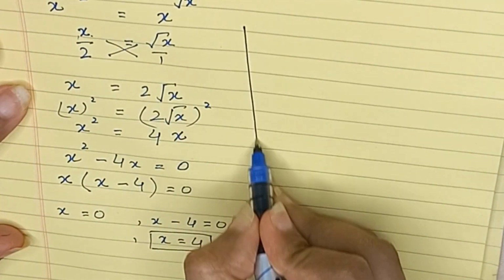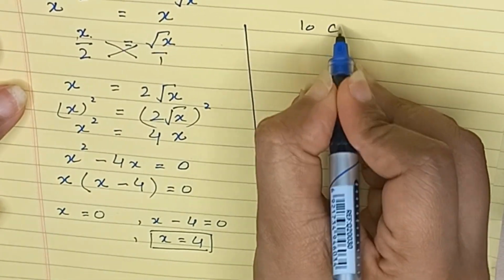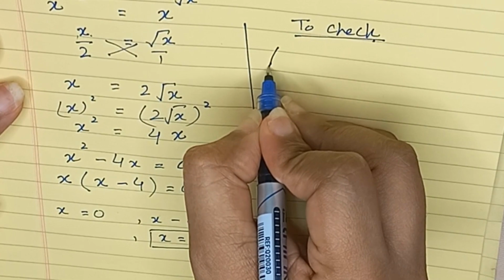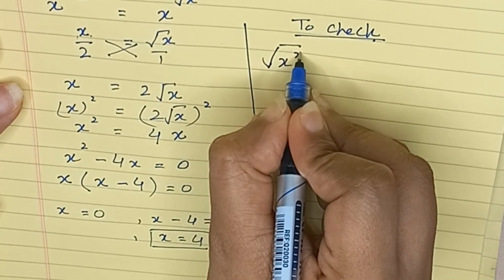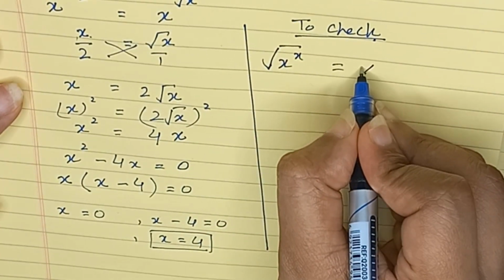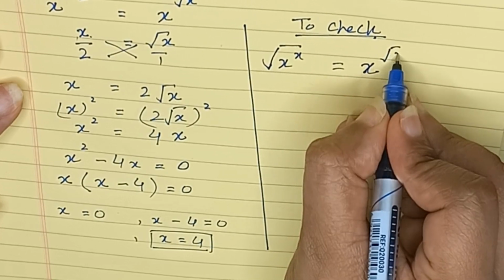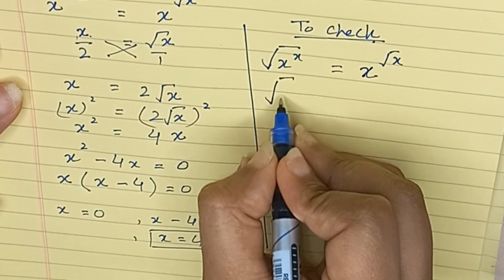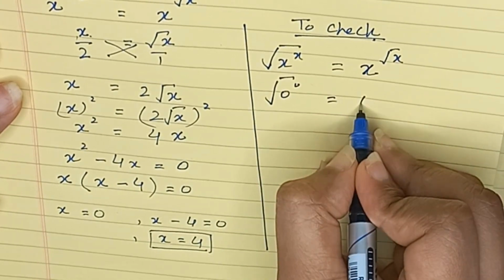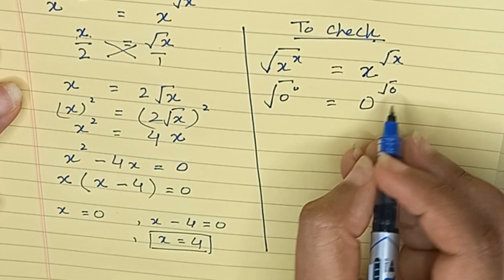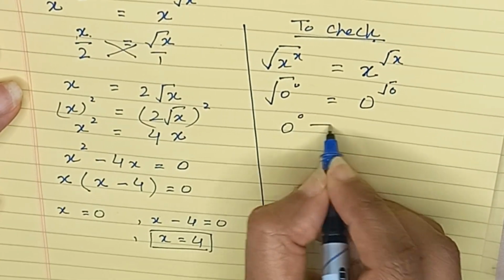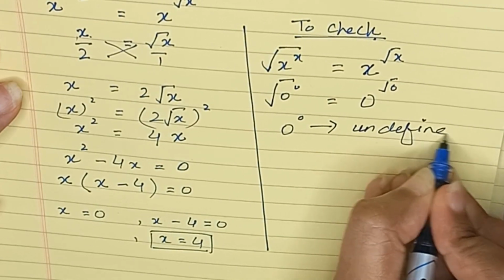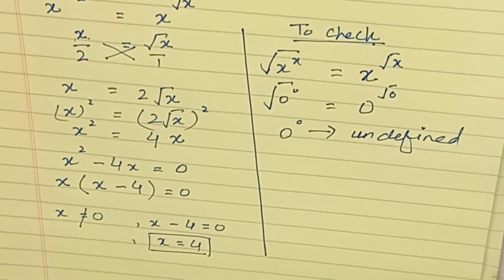To check, we have square root of x raised to the power x is equal to x raised to the power square root of x. And first we will put here 0. 0 raised to the power 0 is equal to 0 raised to the power square root of 0. And 0 raised to the power 0 is undefined, it means x cannot be equal to 0.